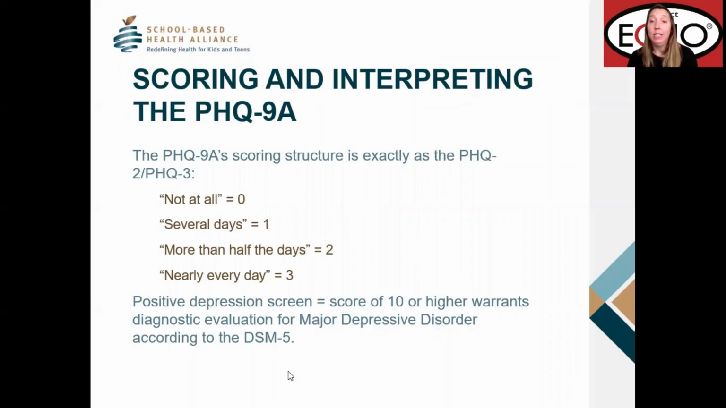The PHQ-9a's scoring structure is exactly as the PHQ-2a and 3a. The 9a is scored by adding the total amount of points for all 9 items to assess depression severity. So if the PHQ-9a score is 10 or greater, this is positive for depression, and further diagnostic evaluation for major depressive disorder according to the DSM-5 is warranted.